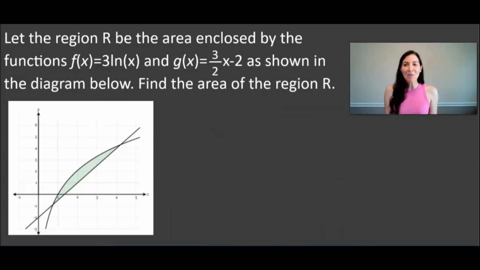In this problem, we are going to let the region R be the area enclosed by the functions f of x equals 3 natural log x and g of x equals 3 halves x minus 2 as shown in the diagram below. And we are going to find the area of the region R. And like I said, stick around because I'll show you 2 ways to solve this problem.